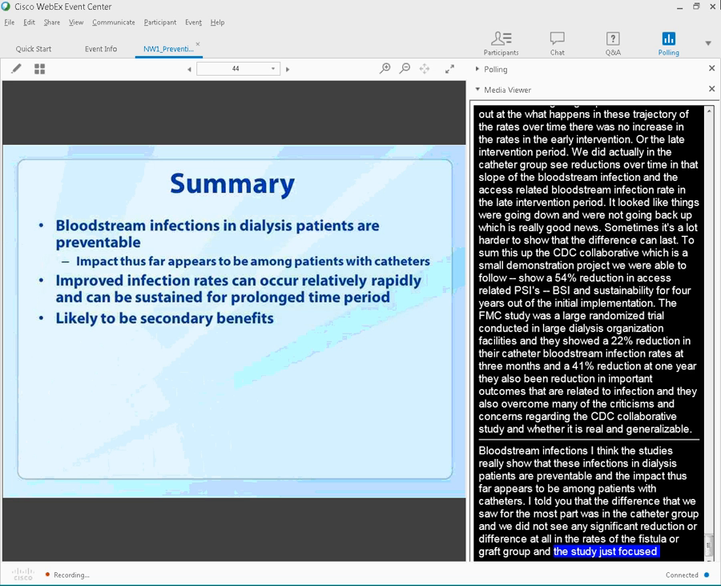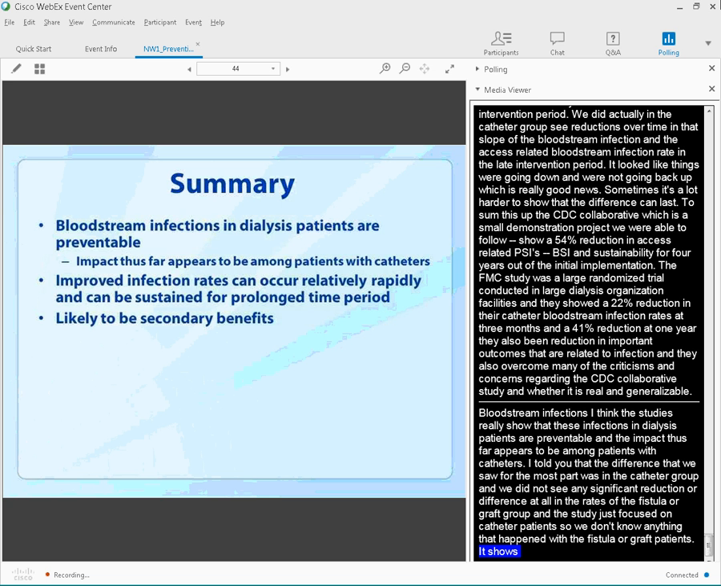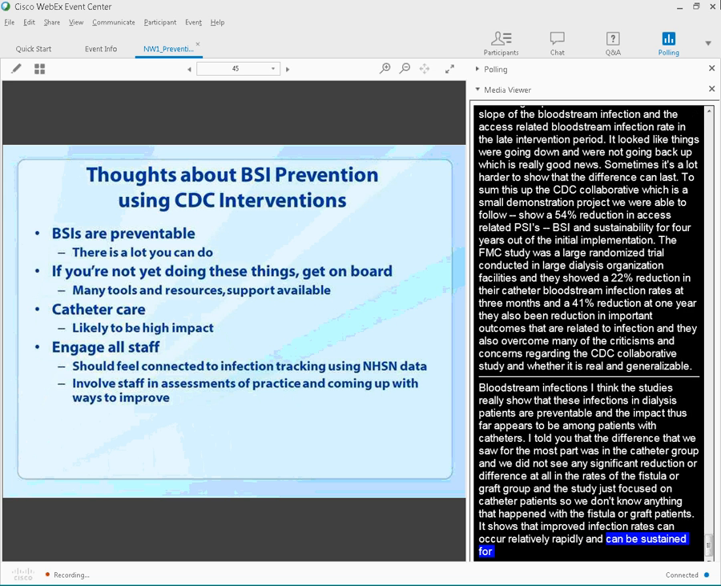But it shows that improved infection rates can occur relatively rapidly, which occurred in both of those studies, the Fresenius one and the Collaborative, and can be sustained for a prolonged time period. And there's also likely to be secondary benefits of those infection reductions.